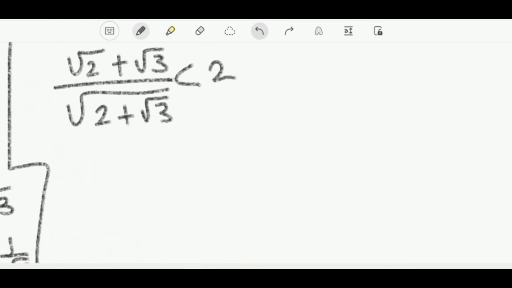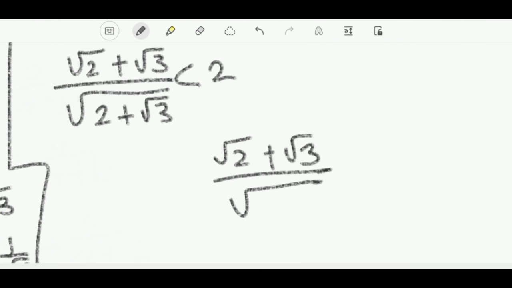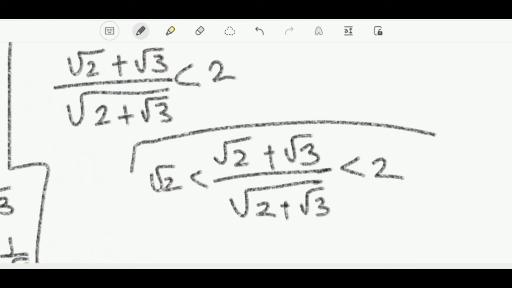than 2. And simply we can say our expression, square root of 2 plus square root of 3 upon square root of 2 plus square root of 3, is smaller than 2 and greater than square root of 2. And this completes our proof.